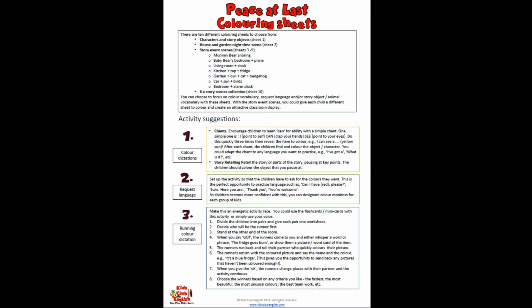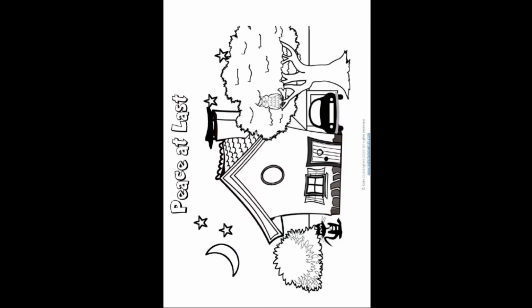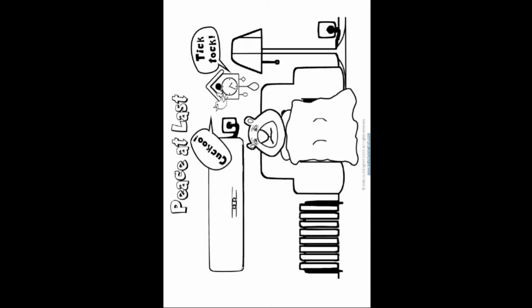Then we've got colouring sheets. So it starts with the different characters and objects that are in the story, the scene at night, and then you've got different colouring pages for the main story events. Okay. And you've got one there with the 6 in a smaller version.